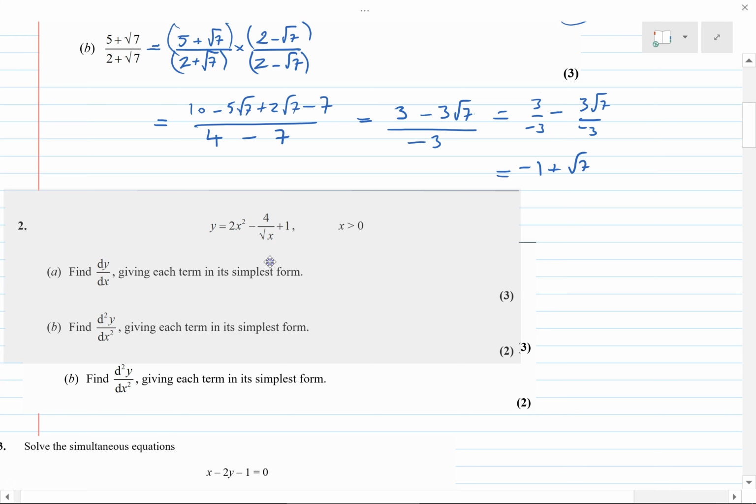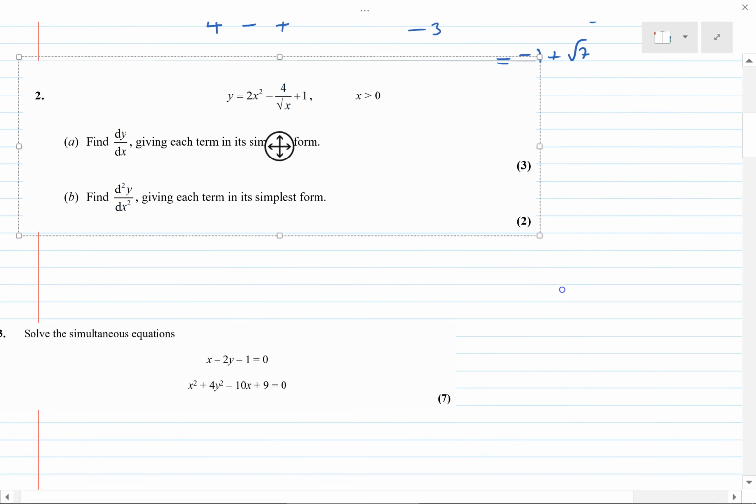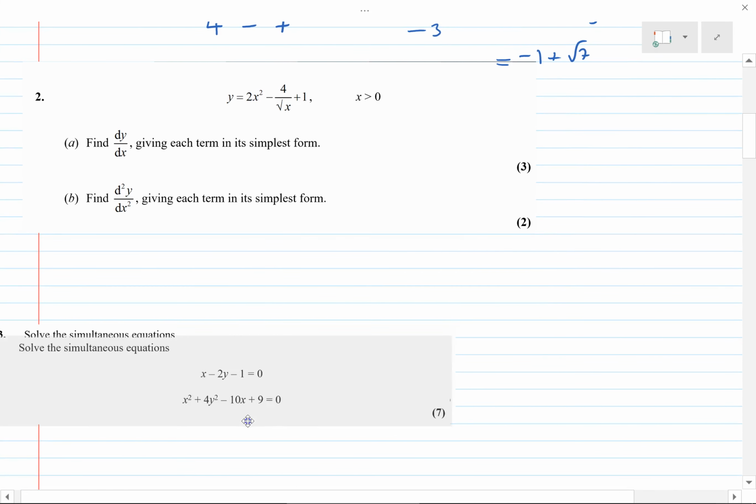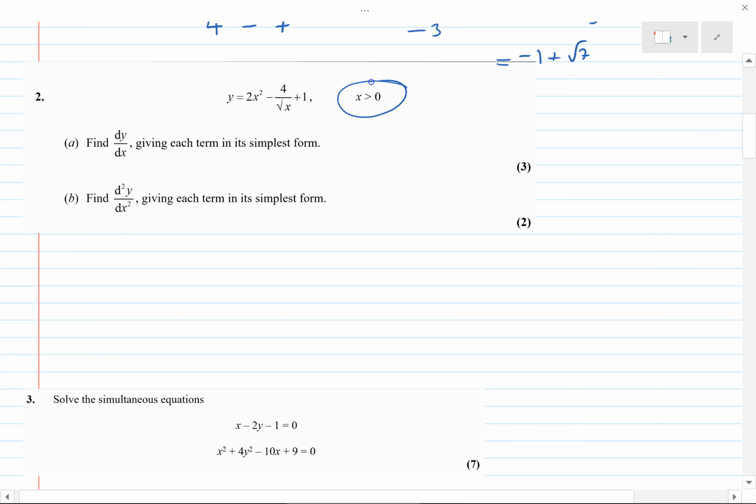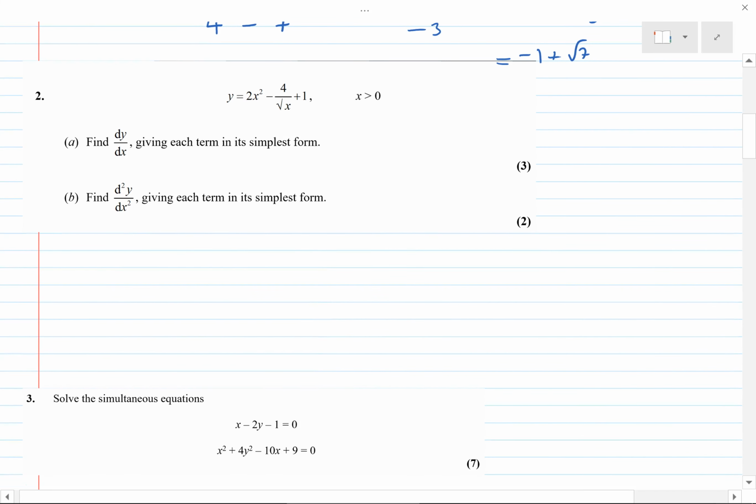We move it up here. Okay. Question 2, it's a plain differentiation question. Don't worry about this bit, it's just defining the range of the function. It's saying that x is greater than 0, but it's not going to affect our differentiation. Of course, x would have to be greater than 0, otherwise this square root thing is not defined. So that's not really important as far as answering the question goes.